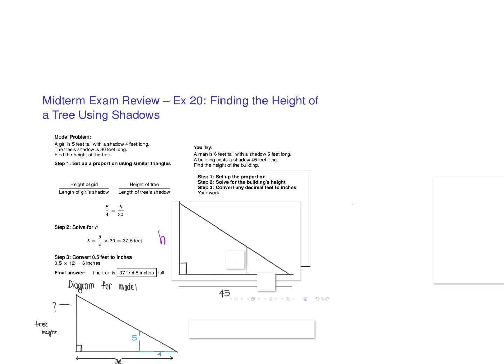So then this person is 6 feet tall, and their shadow is 5 feet long. So we're going to use proportions to solve this. We're going to set this up as 6 over 5 equals the height over 45. So we then can cross multiply to get 5h equals 270. Divide both sides by 5. We get h is 54. So it's going to be 54 feet.